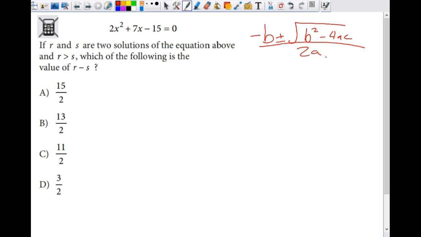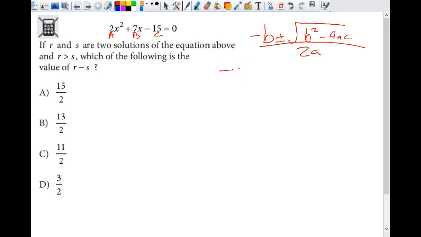We need to solve these roots. Once we solve them, the question reads: if R and S are two solutions for the equation above, so R and S are going to be the two roots, and R is greater than S, which of the following is the value of R minus S? We need to figure out their two roots and subtract them from each other. This is your A, this is your B, this is your C coefficient.